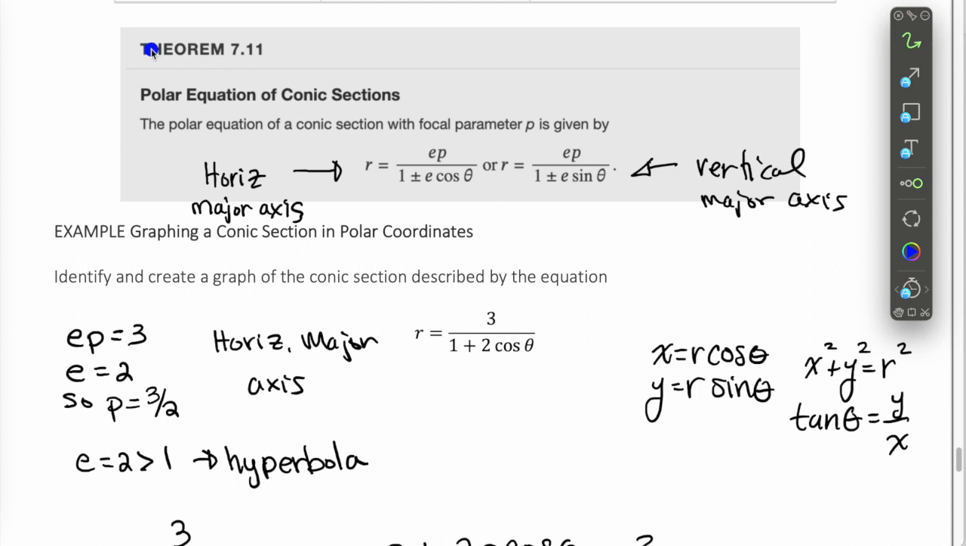Our last example, we're going to go through how to identify conic sections when they're written in polar form. Conic sections written in polar form are going to look like this, or like this. The E here represents the eccentricity. When you have cosine down here in the denominator, that means your major axis is going to be horizontal. When sine is down here, that means your major axis is going to be vertical. And you can determine what the conic is based on your value of E, your eccentricity.